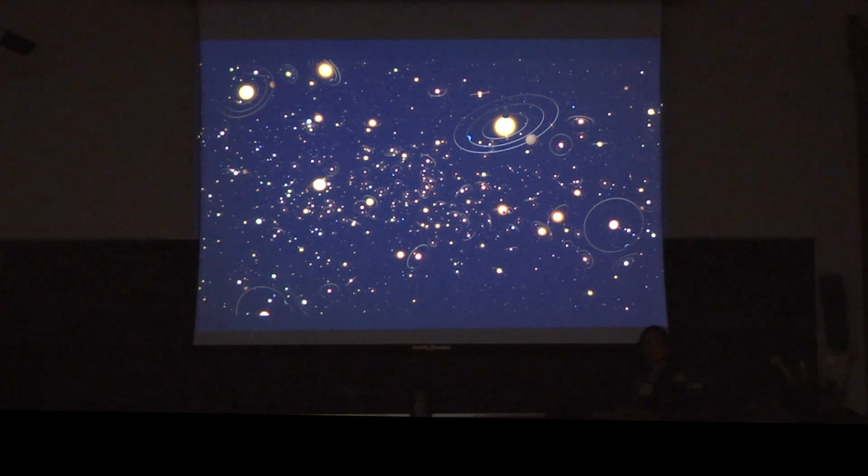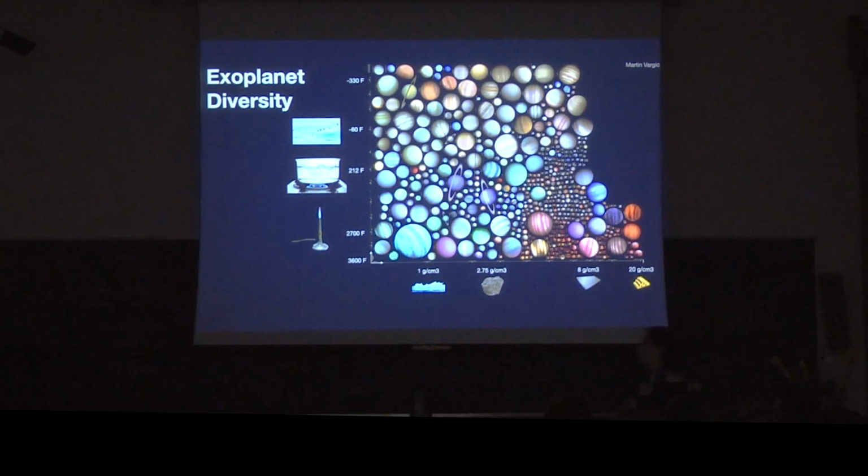And so something that people spend a lot of time trying to do is to take the population of exoplanets that we know of and understand the physical processes that could form such a wide range of exoplanets. So what do I mean when I say exoplanet diversity? There are many ways to look at this. I really like this diagram.